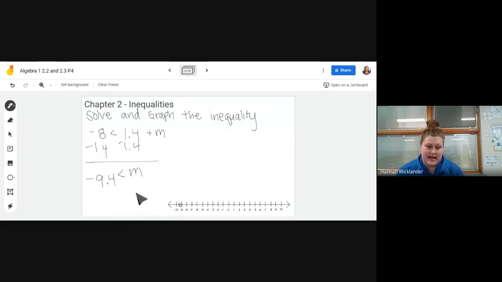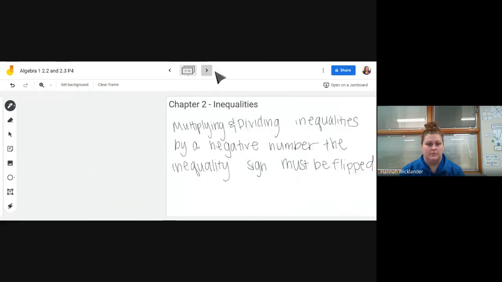And then this time my m is on the wrong side, so I have to flip it. So it'll become this, that way my arrow goes the right way. Because if I had my arrow going this way, it's saying that all of these numbers are included to negative infinity, but they're not, because m is bigger than -9 and all of these numbers are bigger than -9. These numbers are smaller. So if your arrow's going the wrong way, you're going to get the problem wrong, even if you solved it correctly. Okay.